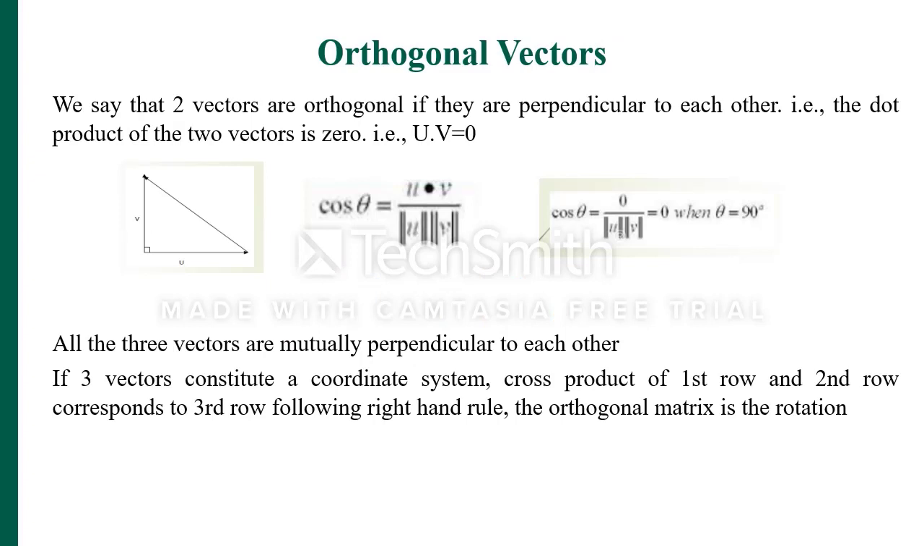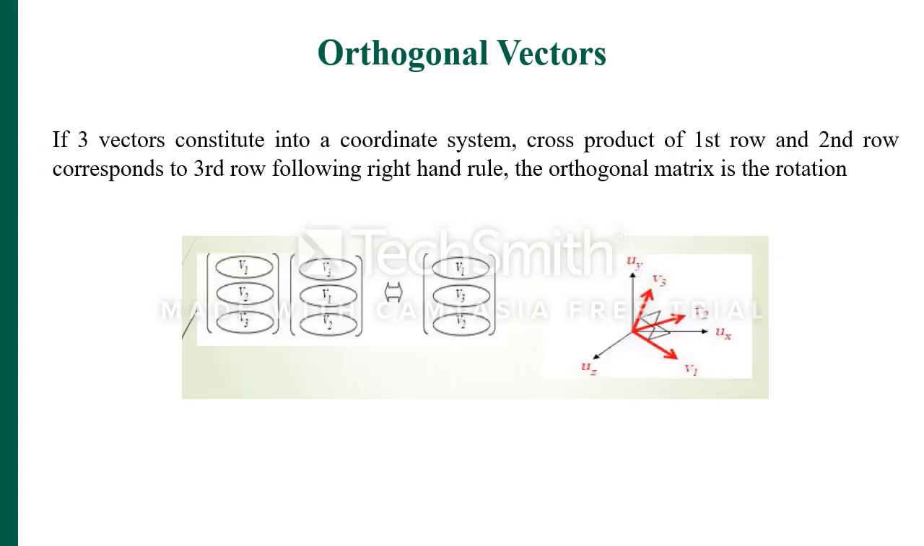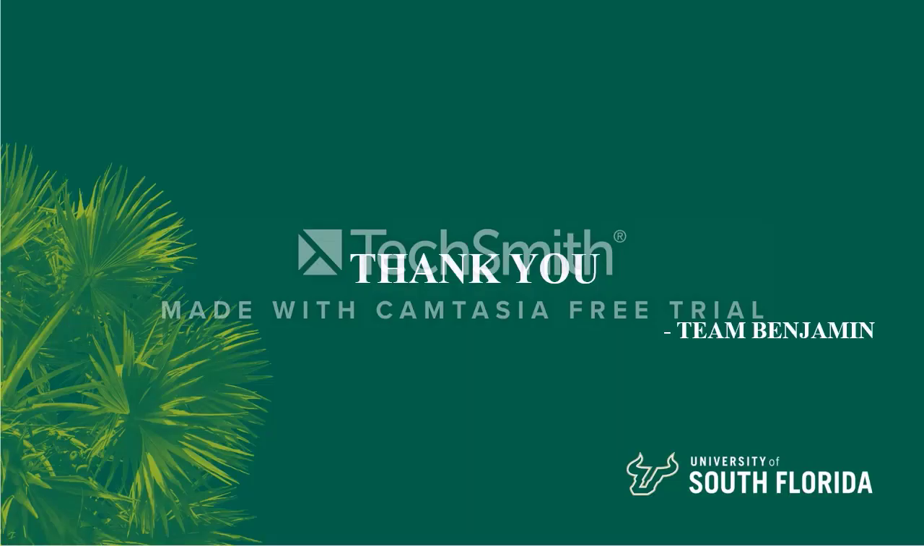And the final topic is orthogonal vectors, and we say that two vectors are orthogonal if they are perpendicular to each other and the dot product of the two vectors is 0. So if the two vectors u and v have a dot product of 0, they are perpendicular to each other, so these u and v are orthogonal vectors, and all these three vectors are mutually perpendicular to each other. If three vectors constitute a coordinate system, the cross product of the first and second row corresponds to the third row following the right hand rule, the orthogonal matrix. And here if you see, the first row and second row cross product gives us the third row, v1 v2 v3, and they're perpendicular to each other, and so they are orthogonal vectors.